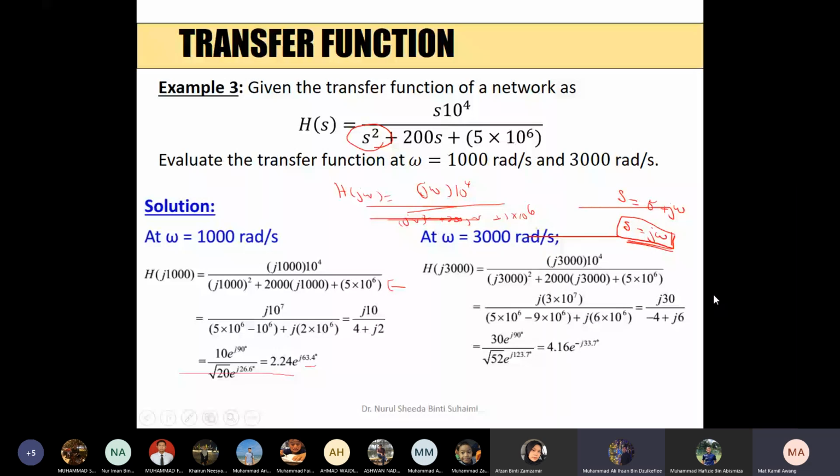And for the second one, omega equal to 3000 radian per second. You just plug in omega equal to 3000 into the equation and simplify. You get 4.16 e to the minus 33.7 degrees. So the magnitude is 4.16 and the phase is minus 33.7 degrees.